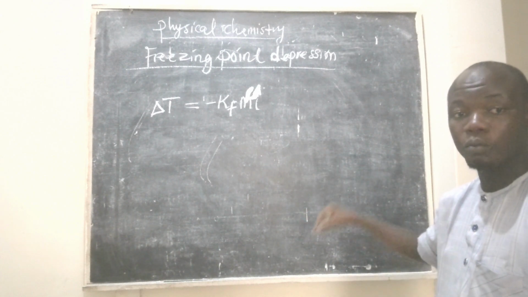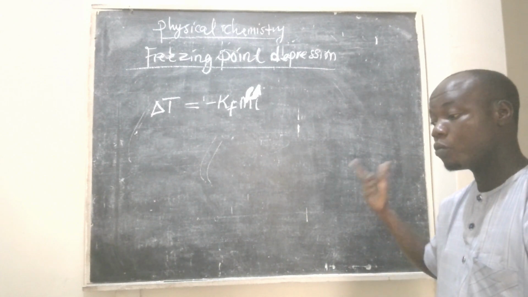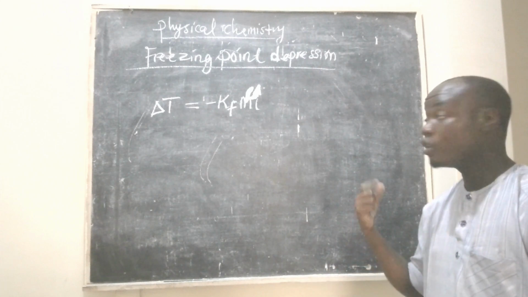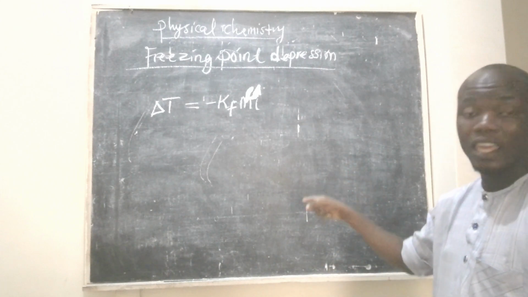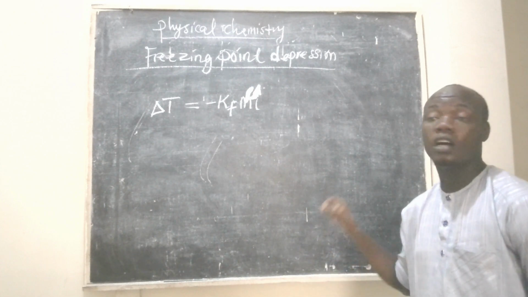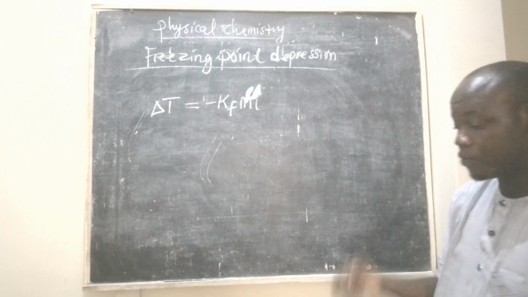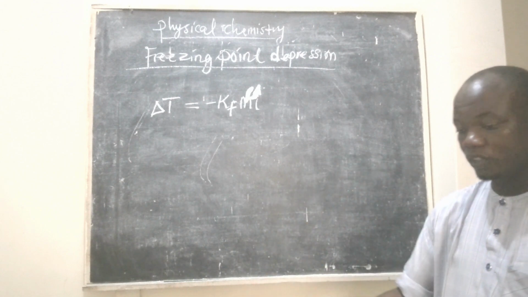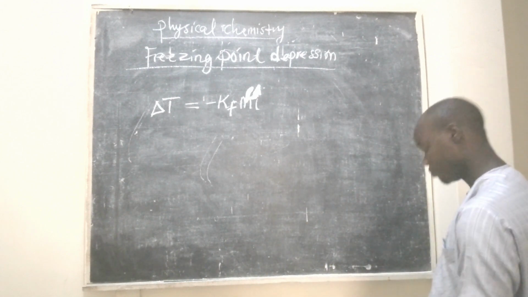And the m here is molality, which is the number of moles of solute divided by the mass of solvent. And the i here means van't Hoff's factor, which is dependent on the number of particles after dissociation.